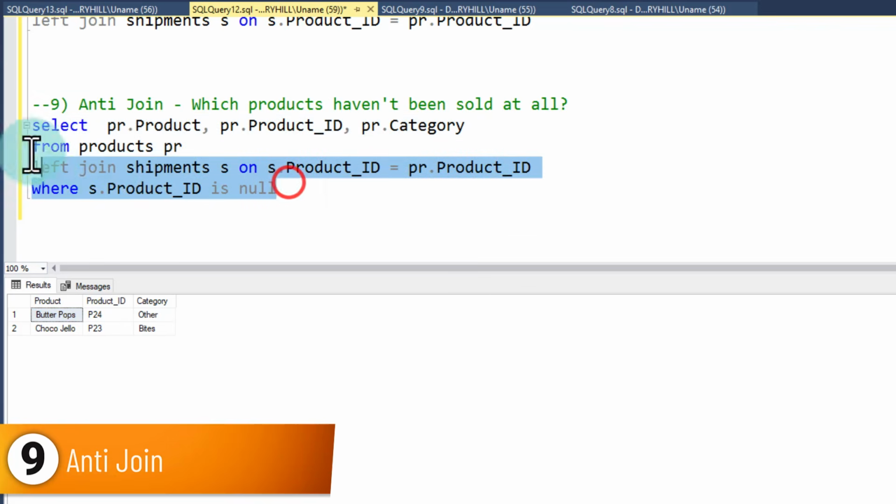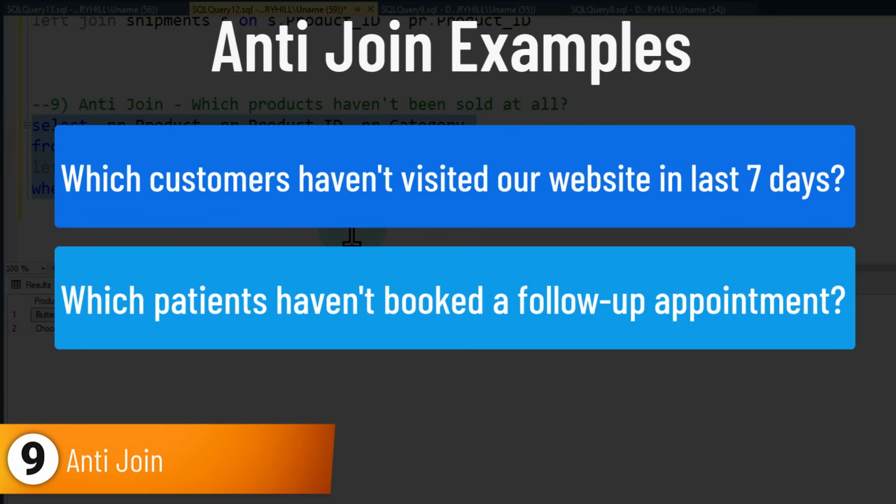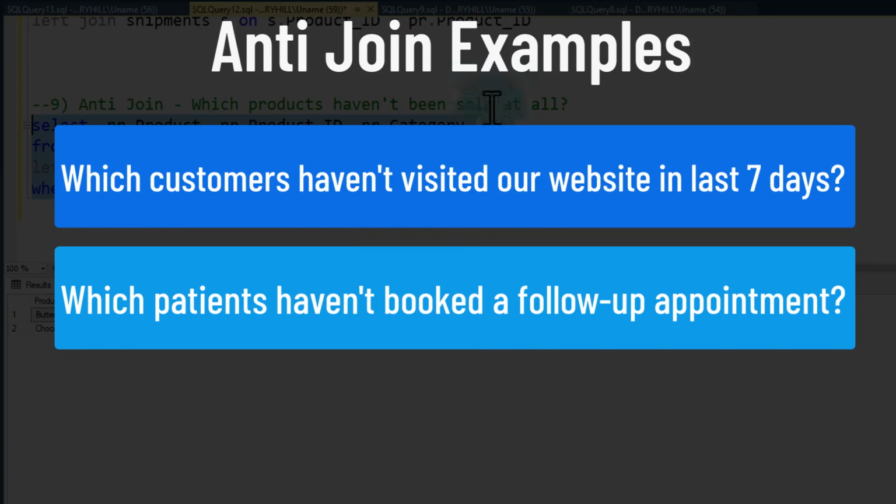A common pattern that we use in business is we use this kind of thing to answer questions like which customers haven't visited our website in the last 7 days, or which patients haven't booked a follow-up appointment this month. Those kinds of things where you want to join to the other transactional side of things, but then you're looking for all the nulls and then report on them.